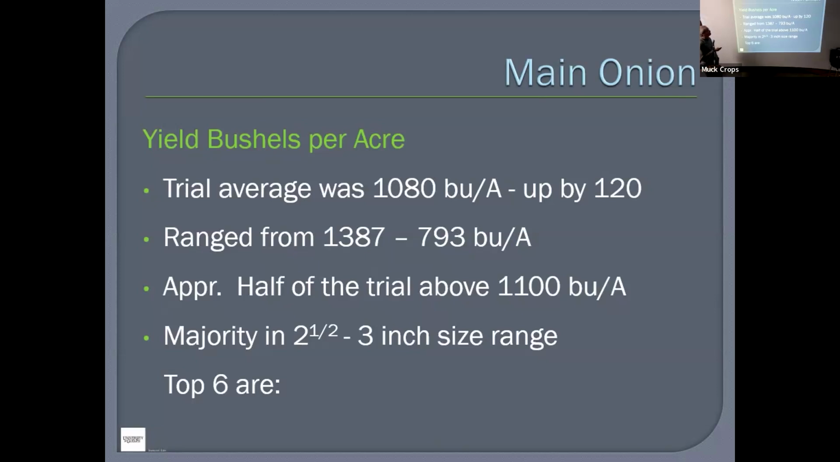It ranged from 1387 to 793. Again, we're sampling a very small area. An extra onion or two soon adds up several bushel baskets.